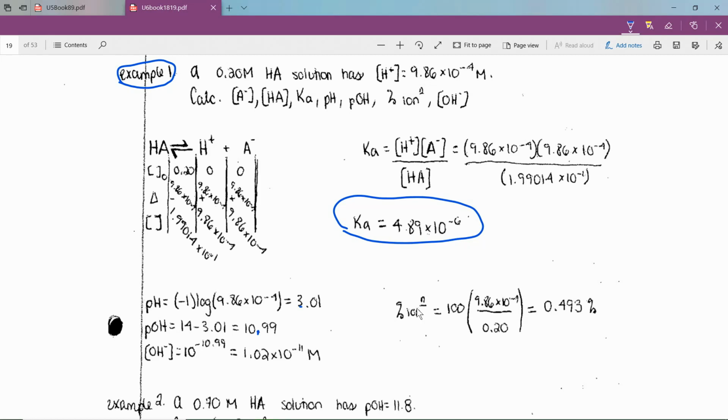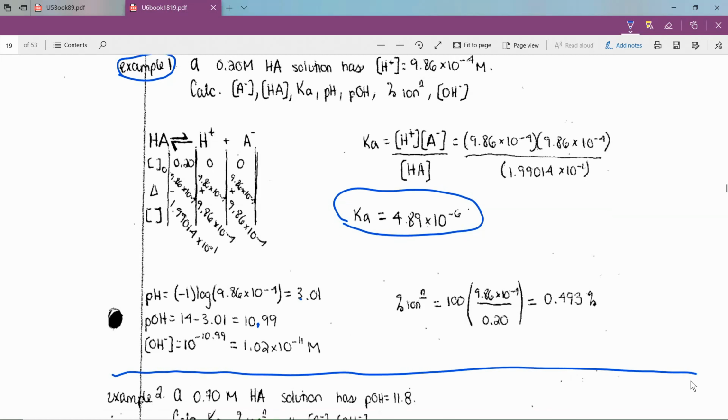So the percent ionization is 100 times how much reacted, 9.86 by 10 to minus 4, over what we started with, 0.2. So you get 0.493%. So that is the percent ionization. And that's about all we can do with that example. Let's look at the second one.